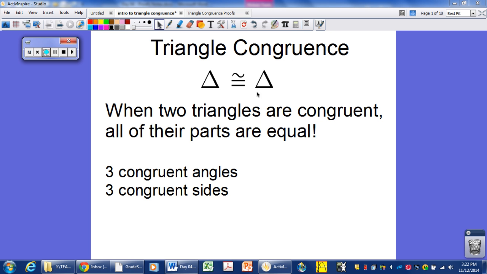So here we have the triangle symbol, and this is the congruent symbol, the equal sign with the little squiggly above it. And hopefully everybody can hear me because I don't have my microphone attached to this, but I guess we'll wait and see.